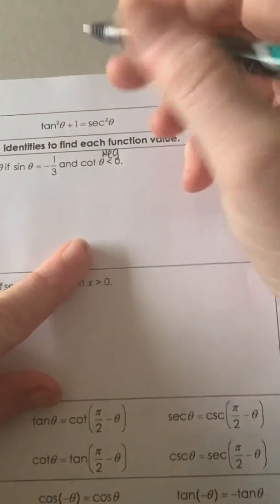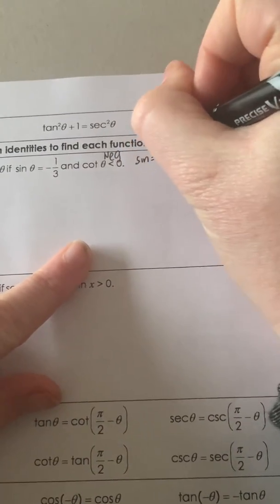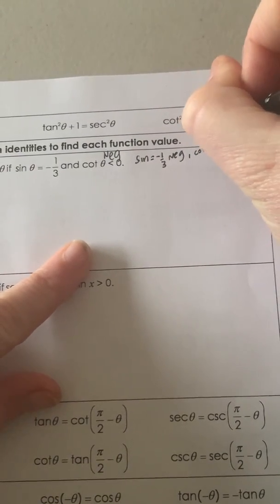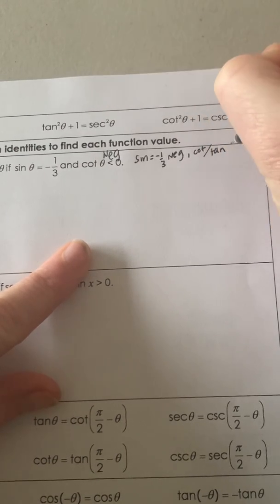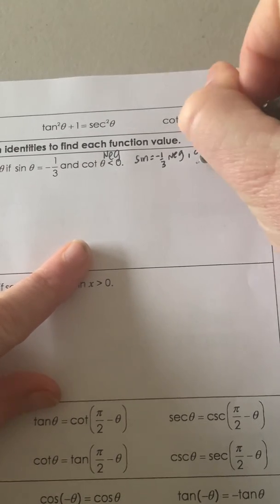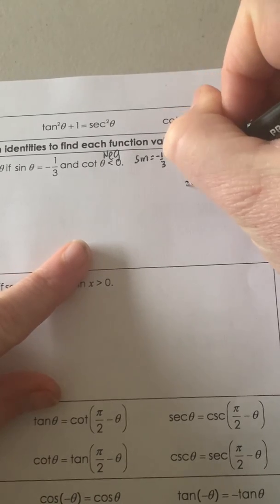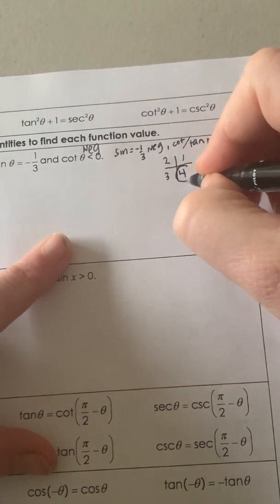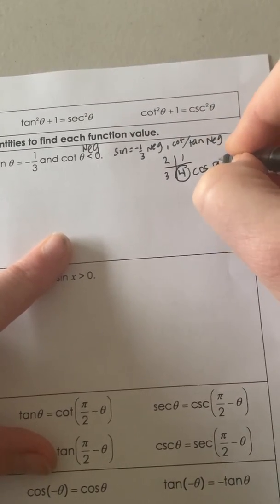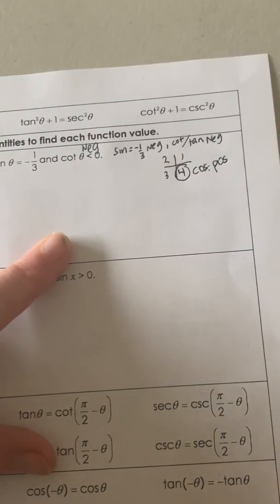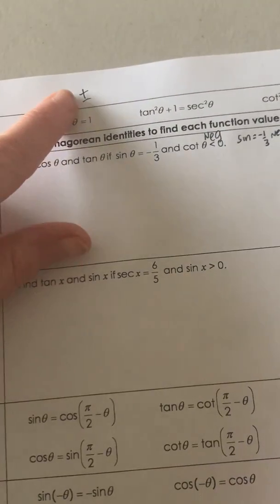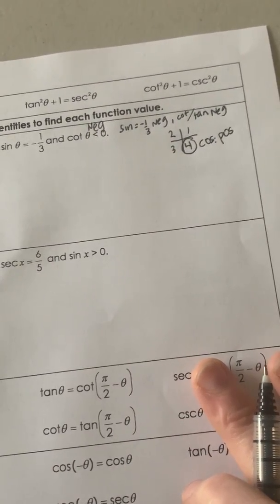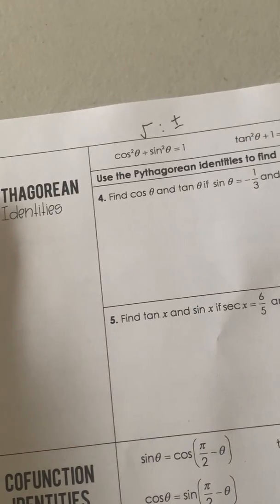So let's start with our sine. Our sine is -1/3. So that's negative. But our cotangent, tangent, that's also negative. So what quadrant are we in if they're both negative? That would be quadrant 4, which makes our cosine positive. So when we take the square root, we'll choose the positive answer. If that's a little confusing to you, watch what happens and I'll show you why we take the positive.